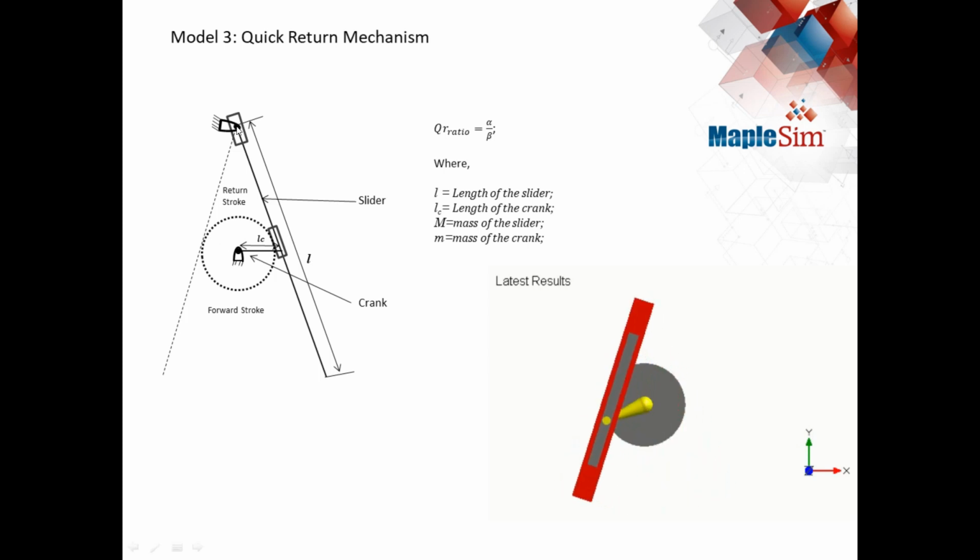Now here is where I've defined the schematics. So I have a slider of length L pinned at the top, and I also have defined a crank which is located at a certain offset from the reference, and the length of the crank is defined as LC. And now I'm coupling the motion between both the systems here, and you can see that the quick return ratio is the ratio between the forward and the return stroke. Going back to the MapleSim model.